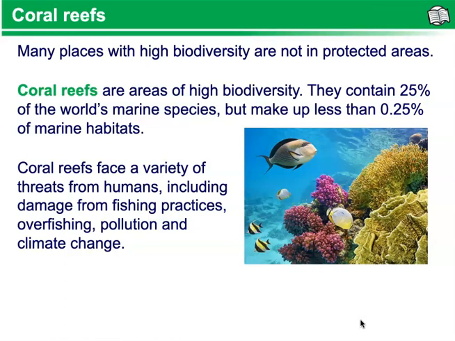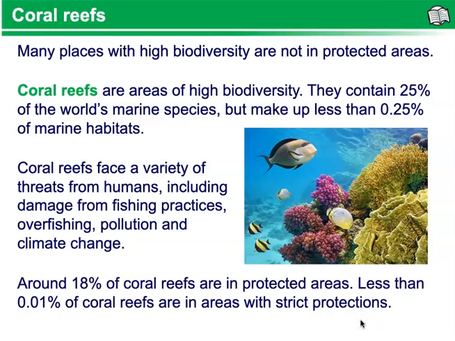As CO2 levels in our oceans increase, it can cause what's called coral bleaching, where the coral actually dies, and dead coral does not produce the same biodiversity as what living coral does. Around 18% of coral reefs are in protected areas. Less than 0.01% of coral reefs are in an area with strict protections, however.